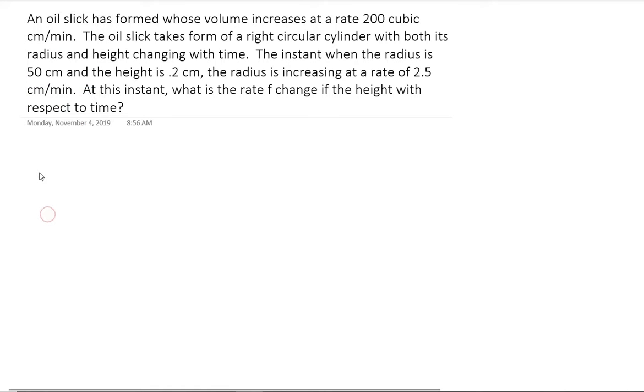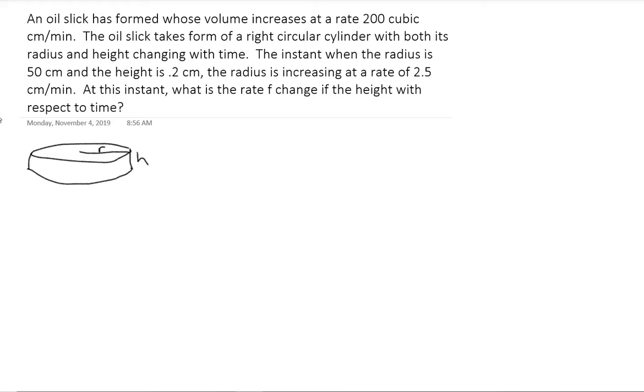So let's go ahead and draw our cylinder. Just a rough sketch so we have something to look at. It said height and radius are changing. So here's our radius. Here's our height. It's a pretty bad drawing, but you get the idea. Volume is increasing, and the height and radius are going to be changing with time. We don't know exactly how yet, so let's keep reading.